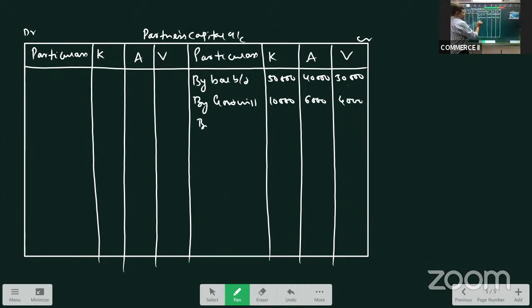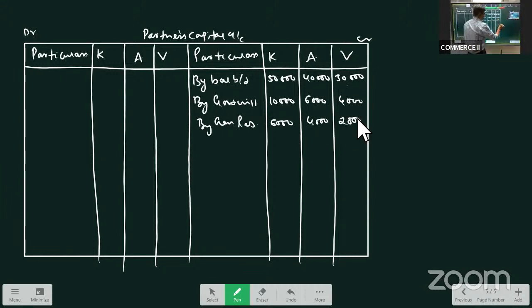Then we have general reserve. General reserve is given as 12,000. 12,000 is to be distributed in the ratio 5:3:2. So 12,000 into 5 by 10 will be 6,000. 12,000 into 2 by 10 would be 2,000.